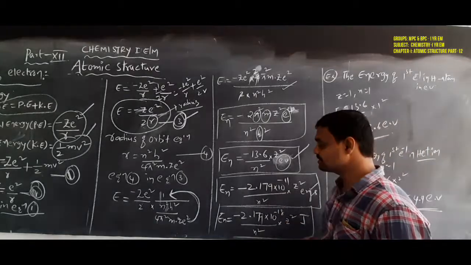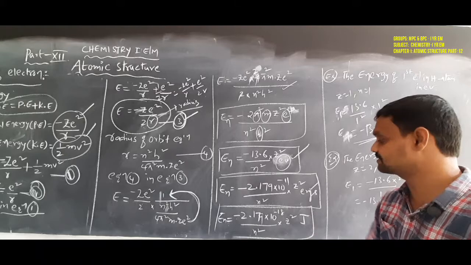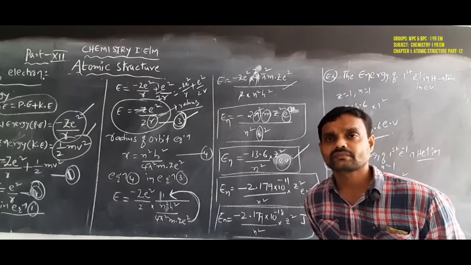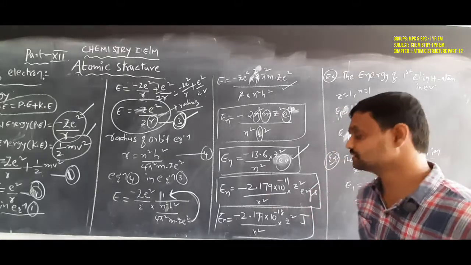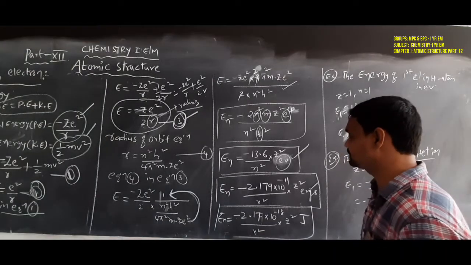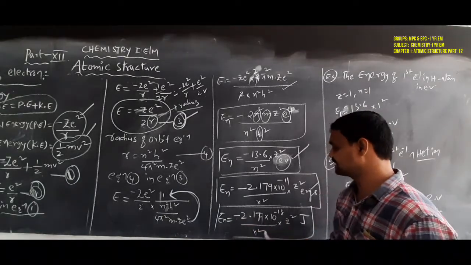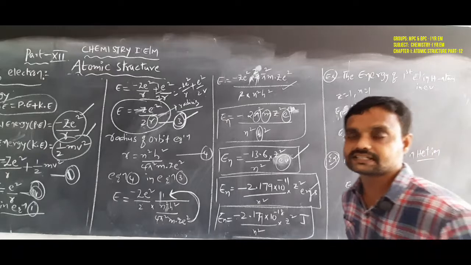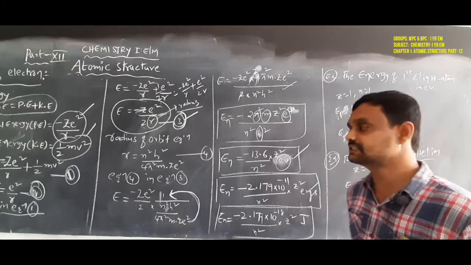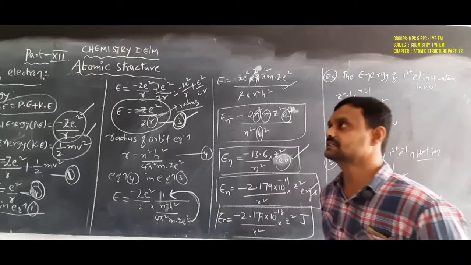In joules, En is equal to minus 2.179 into 10 power minus 18 by n square into Z square joules, because 1 erg is equal to 10 to the power of minus 7 joules. So in joules, En is equal to minus 2.179 into 10 power minus 18 by n square into Z square joules. So this is the energy of an electron of the nth shell in electron volts, in ergs, and in joules.